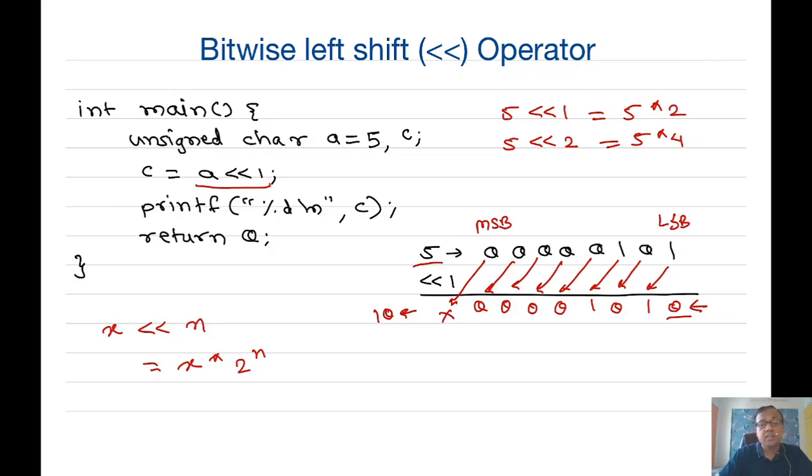But then people might be asking that we already have a multiplication operator. Why do we need bitwise shifting? Please understand that in typical hardware, shifting by n is done within a single CPU cycle. However, multiplication usually takes 3 to 5 CPU cycles. So, considering the speed of execution, you should use the bitwise left shift operator wherever possible, right?